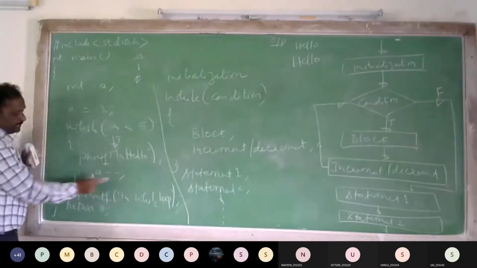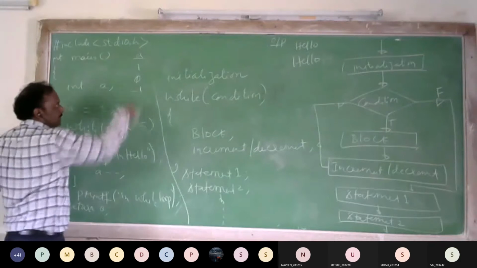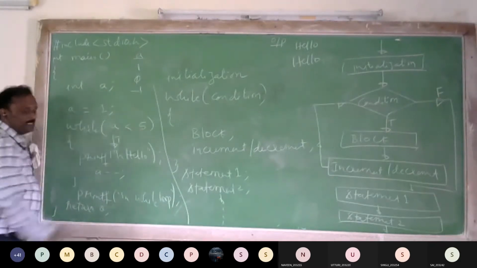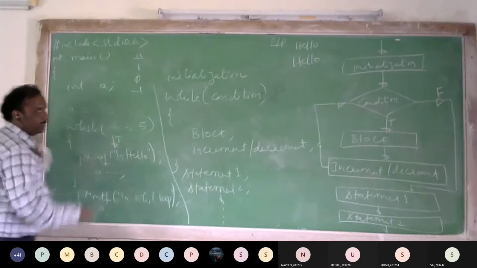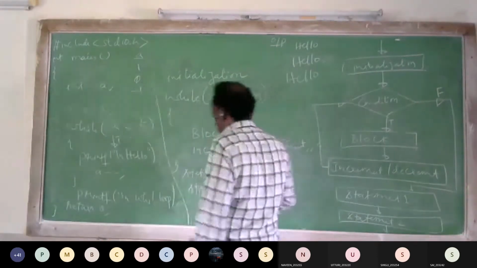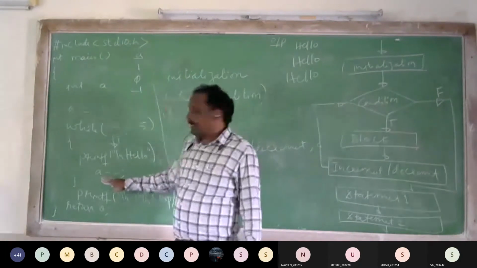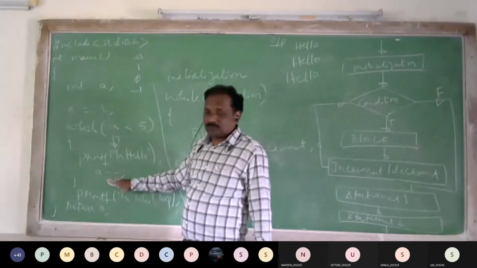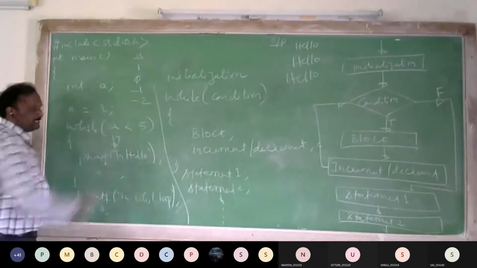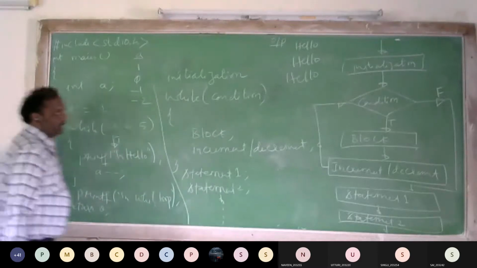Now again A minus minus. So 0 minus 1, A value is minus 1. Now again test the condition. Is minus 1 less than 5? Yes. Again it will print hello. Now again A minus minus. Minus 1 minus 1, minus 2. Again test the condition. Minus 2 is less than 5? Yes. It will print hello.